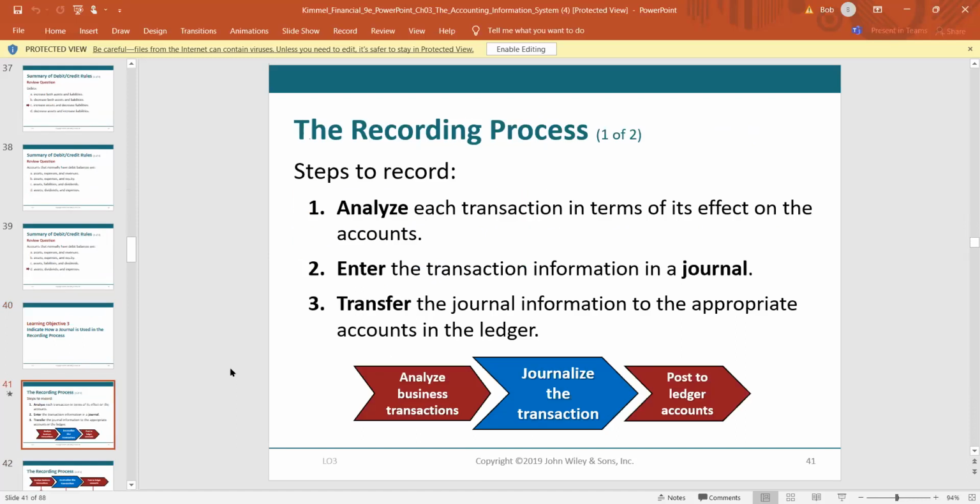How a journal is used. Okay, remember our journey with the arrows? We've gone through the first of the arrows. We analyzed business transactions. Now we're going to go through the recording process. And this is done through what your book calls general journals or journal entries, which is what the real world calls them. Steps to record. Analyze each transaction in terms of its effect on the accounts. That's kind of what we did before with those transactions. Enter the transaction information in a journal. That's going to be your journal entry. And transfer the journal information to the appropriate general ledger accounts, okay?